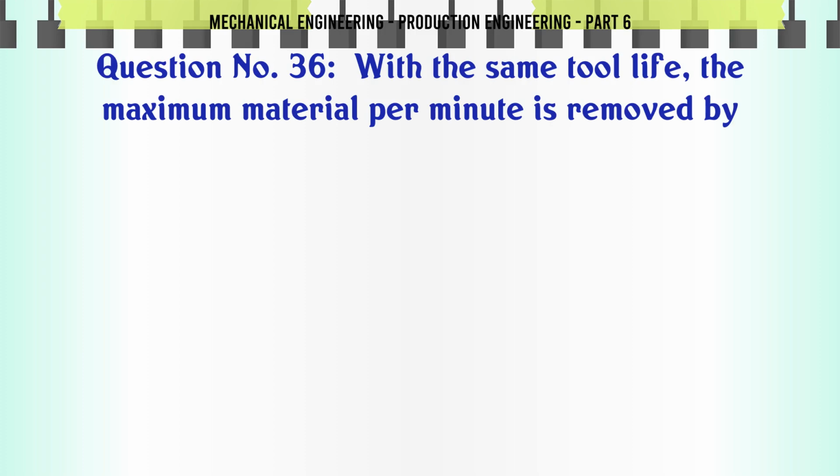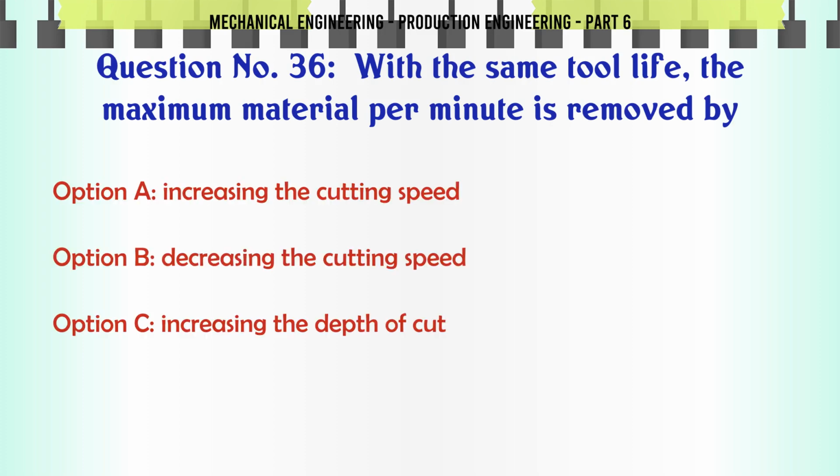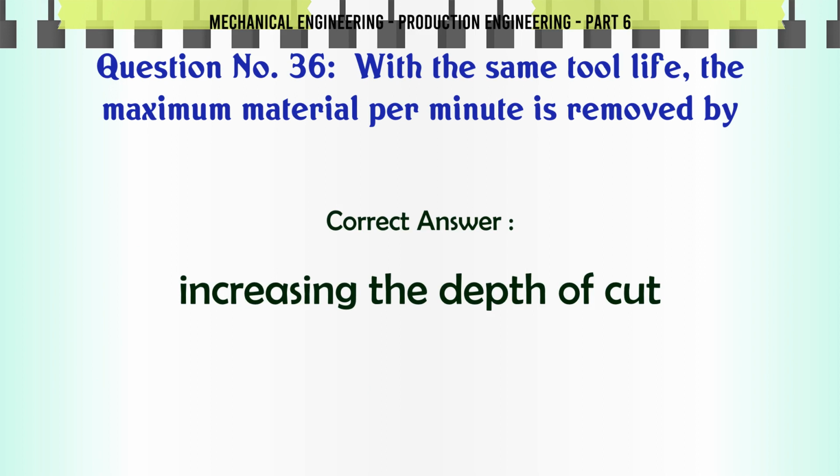With the same tool life, the maximum material per minute is removed by A. Increasing the cutting speed. B. Decreasing the cutting speed. C. Increasing the depth of cut. D. Increasing the feed rate. The correct answer is increasing the depth of cut.